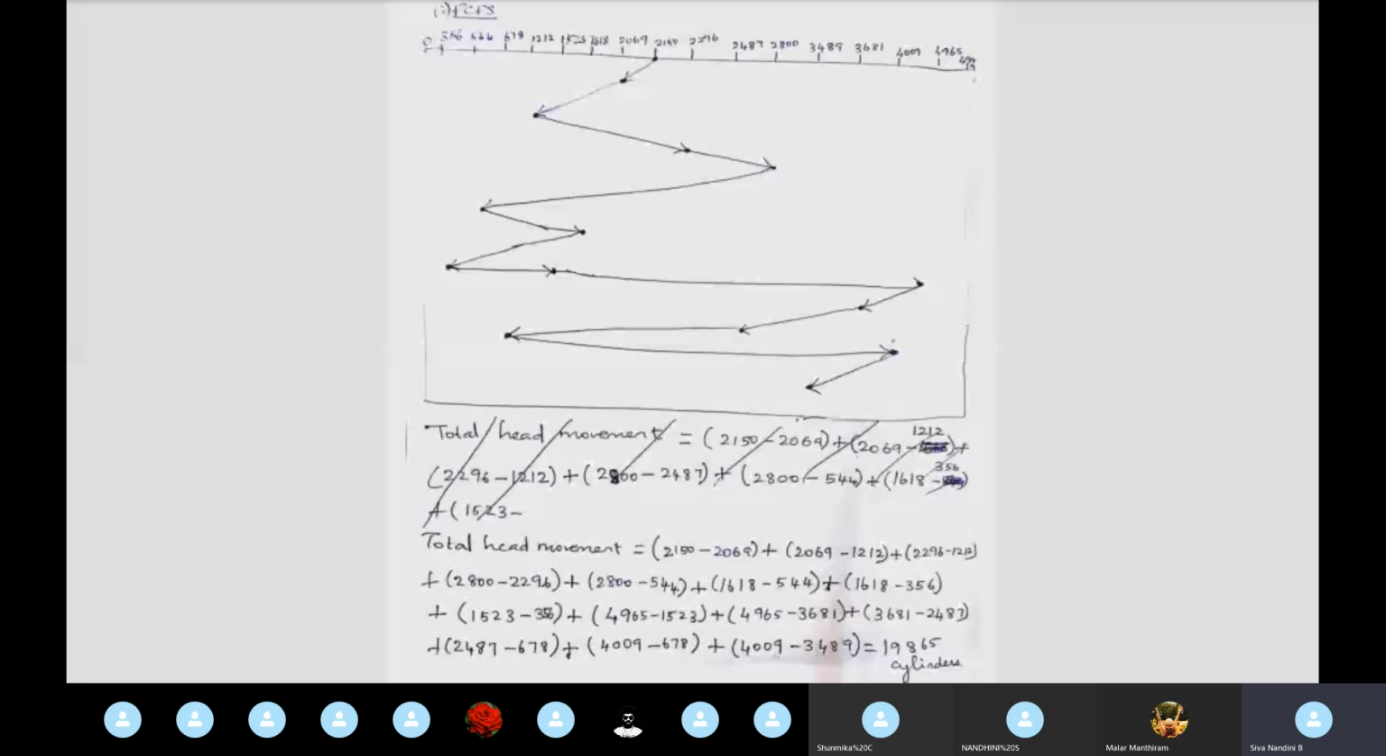Okay. So here in this problem, from 2150 to 2069, so 2150 minus 2069 plus 2069 to 1212. So 2069 minus 1212. Then from 1212, the disk head went to 2296. So here, which is the larger value? 2296 minus 1212. Like this, you can calculate the total head movement.